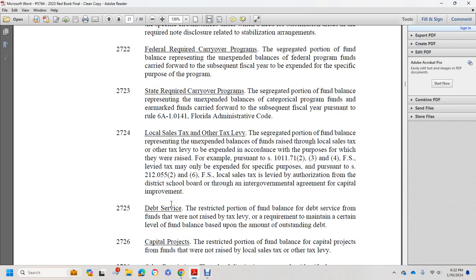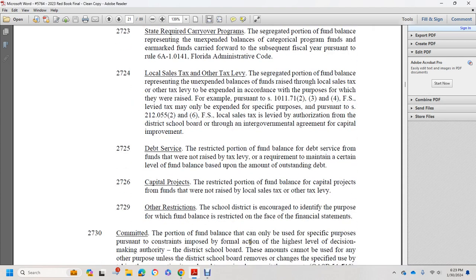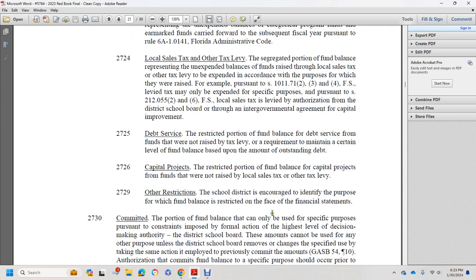2725, debt service. The restricted portion of the fund balance for debt service from funds not raised with the tax levy, including the requirement to maintain a certain level of fund balance based upon the amount of the outstanding debt. 2726, capital projects. The restricted portion of the fund balance for capital projects from funds not raised with the local sales tax or other tax levy. 2729, other restricted. The school district is encouraged to identify the purpose for which fund balance is restricted on the face of the financial statement.